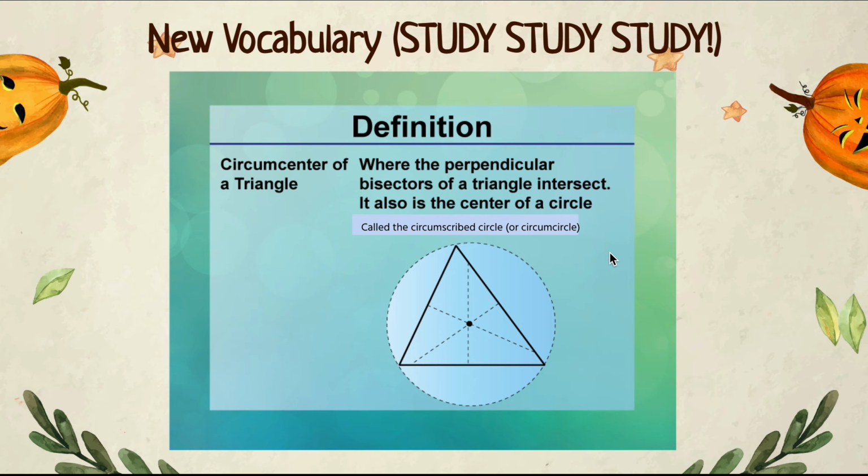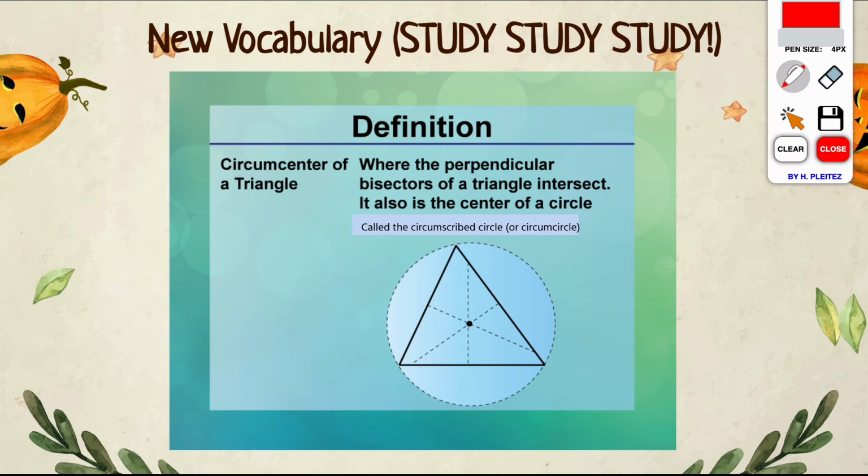So the circumcenter of a triangle is the point where all of the perpendicular bisectors meet. There are three sides of a triangle, right? Which means that there are three possible perpendicular bisectors that you can create. After creating all three perpendicular bisectors, those are going to intersect at one point. And again, that is called the circumcenter.